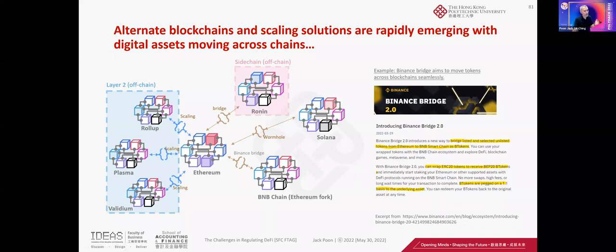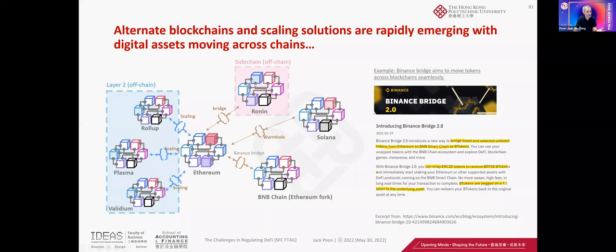A lot of people call it layer 2, and Bitcoin also has its layer 2. In fact, in El Salvador, a lot of the Bitcoin transactions are executed at the layer 2, which is called Lightning. In Ethereum, a lot of transactions are now moving to layer 2.